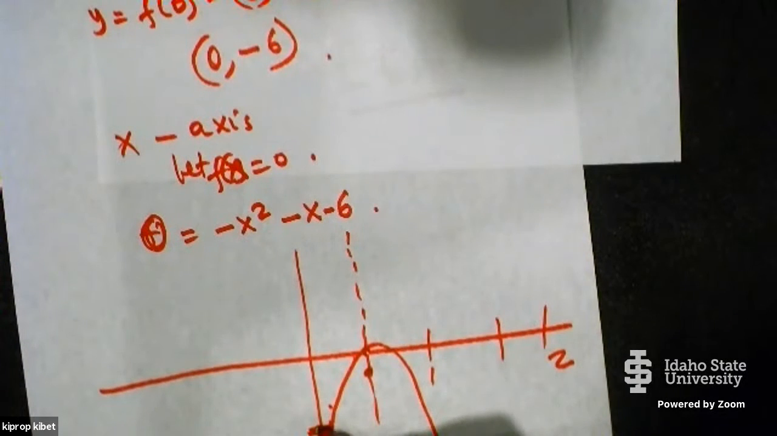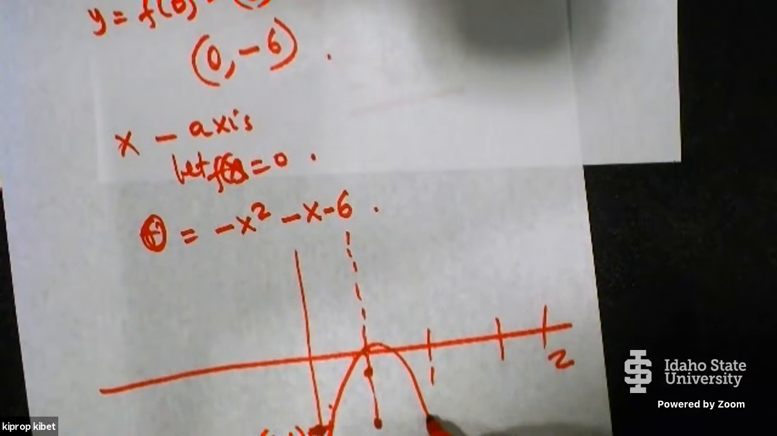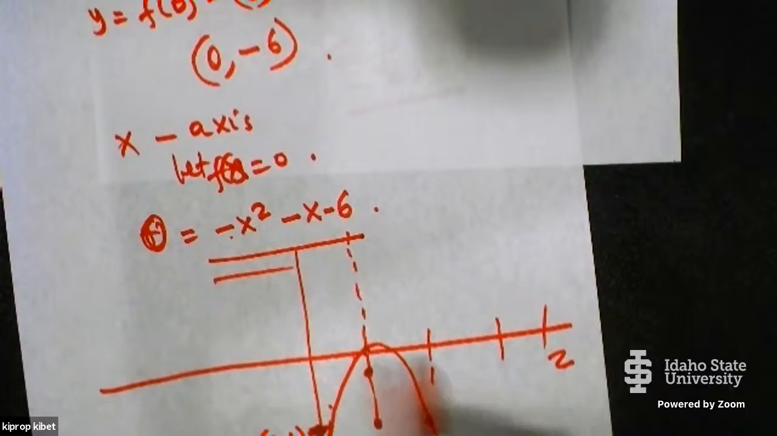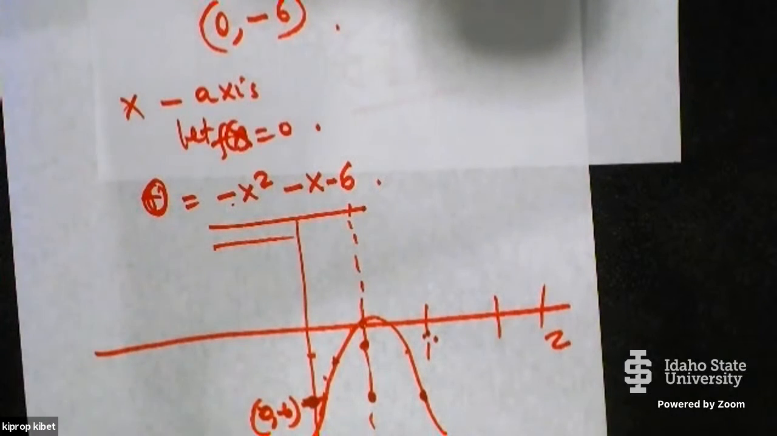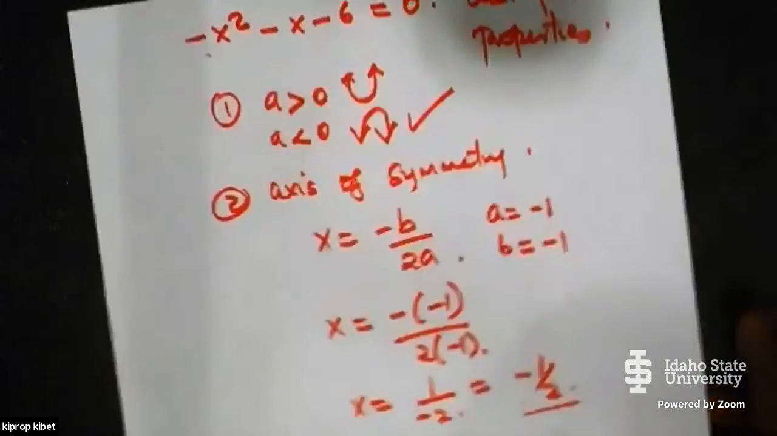From this point, 0 and minus 6, to the axis of symmetry is similar to the distance from the axis of symmetry to the right, okay? So you can get another point here. Those are the 2 points. Then you can use the x-axis to get the other points, and then you now draw.